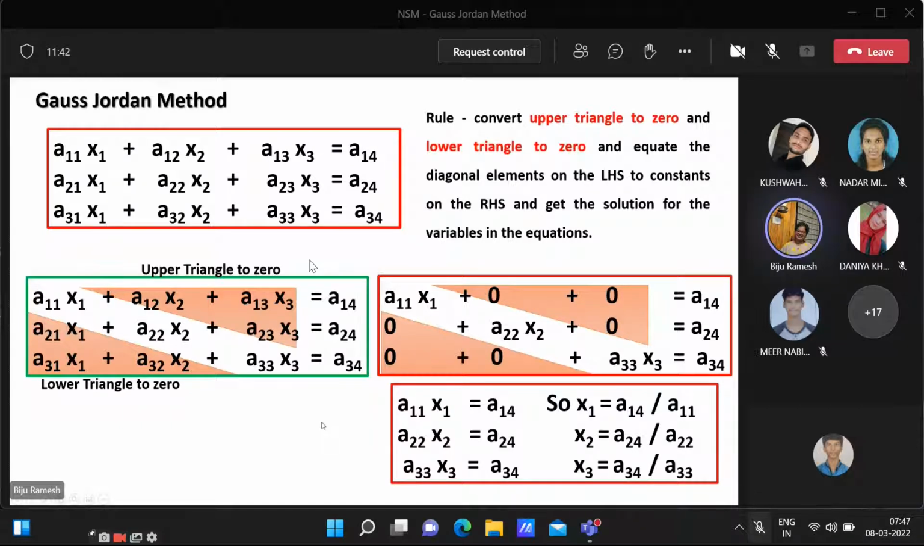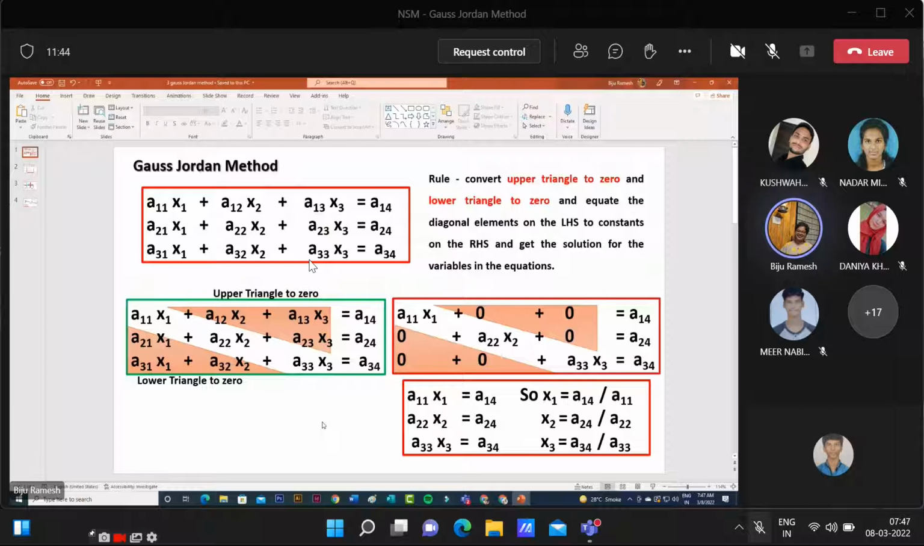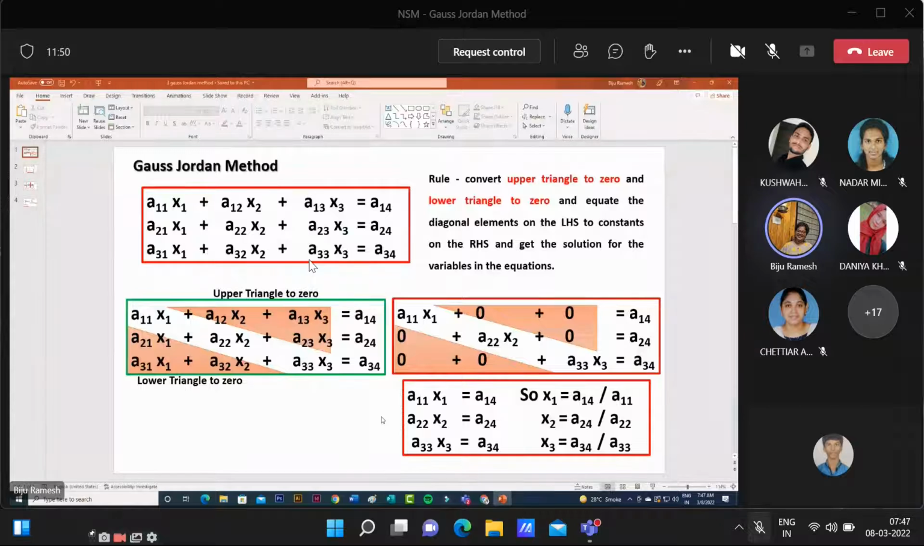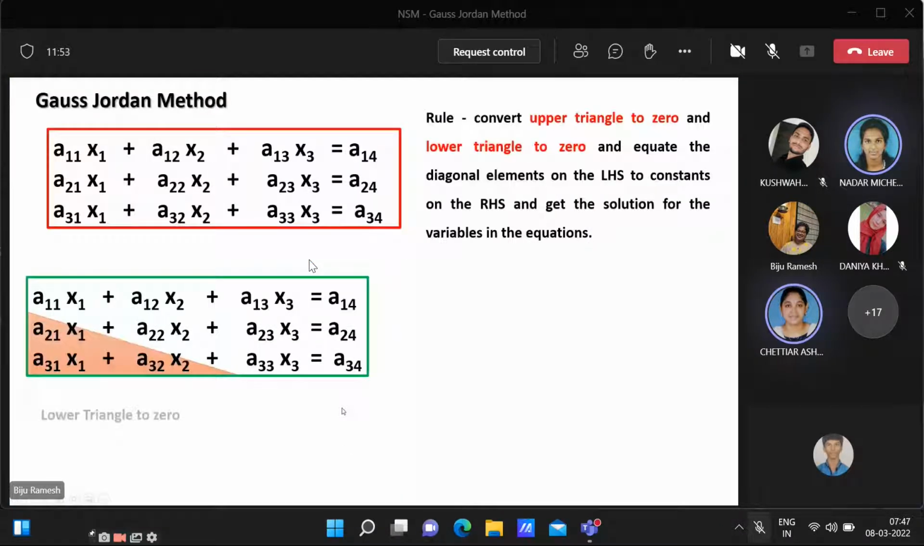Everybody studied it in this manner. Yes, ma'am. Okay, you have studied it in this manner, everyone. Yes, ma'am. We studied in this manner.